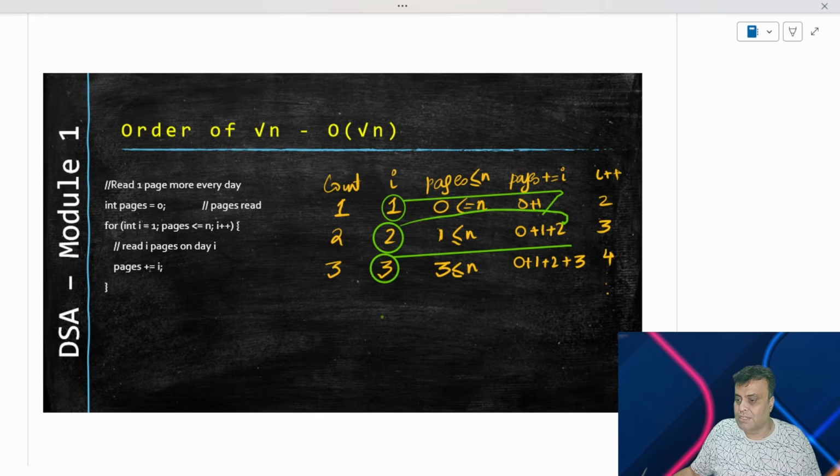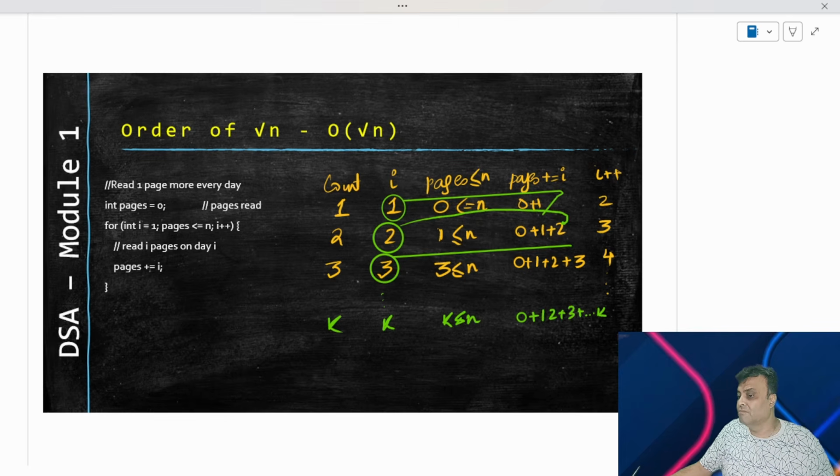Right? So can I write, therefore, that at the kth iteration, when i's value is k, pages less than equal to n will be true, and I get 1 plus 2 plus up to k as the value. Can I see when it will stop? It will stop when pages is greater than n.